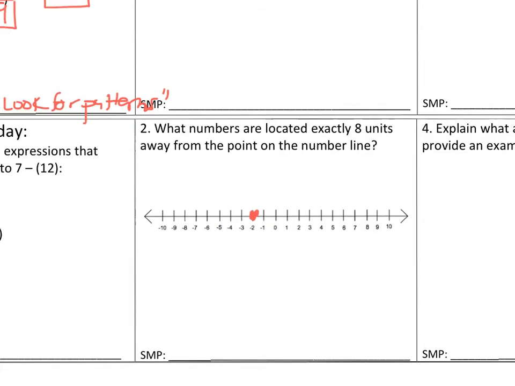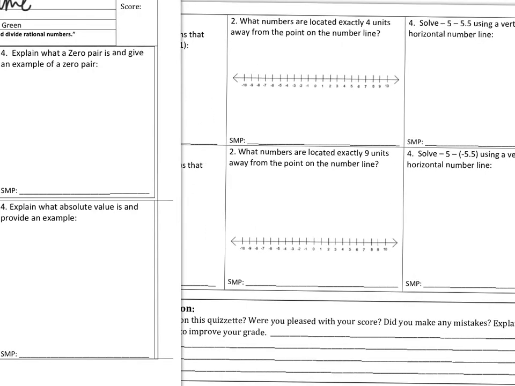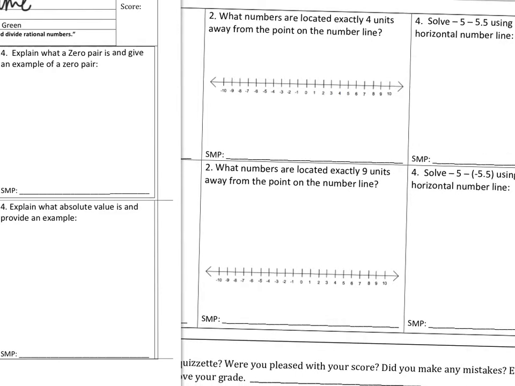Okay? Now let's look at, oops, let me undo that. There we go. All right, now let's look at Thursday and Friday. Thursday says what numbers are located exactly 4 units away from the point on the number line. So the point on this number line, I'm going to dot, let's say, negative 5. So put it at negative 5. Finally, Friday number 2, what numbers are located exactly 9 units away from the point on the number line? Let's do 1 right there, positive 1.